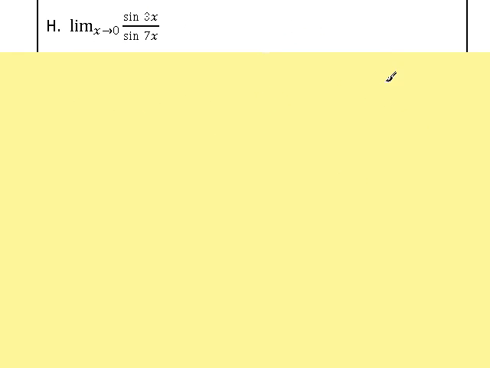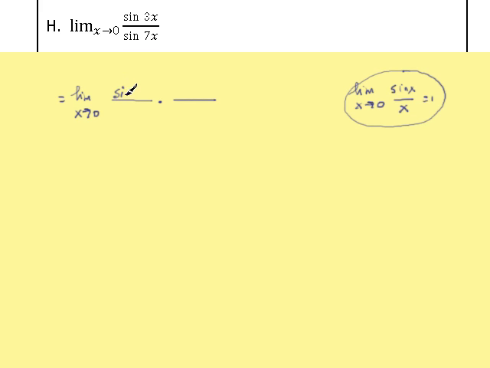Now, this last limit is based on the following limit that we saw in class. In class, we saw that the limit as x goes to 0 of sine x over x is equal to 1. So we're going to use this to find this limit. What we do is manipulate this into something close to this limit. Let's look at the limit as x goes to 0 of sine 3x over 3x, and here's sine 7x over 7x.